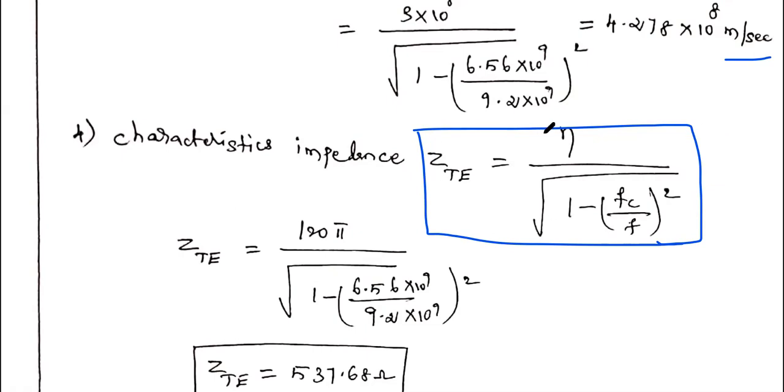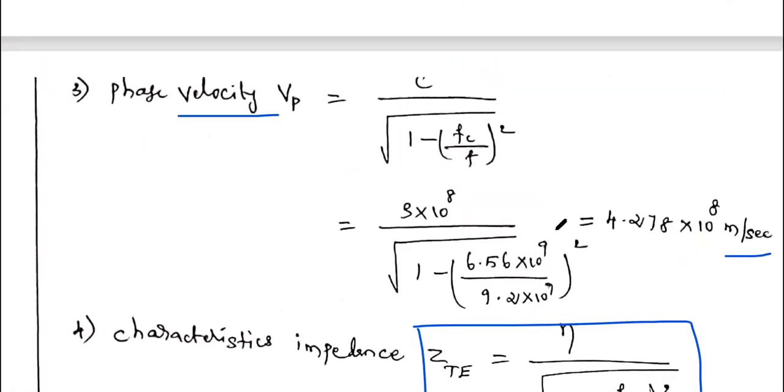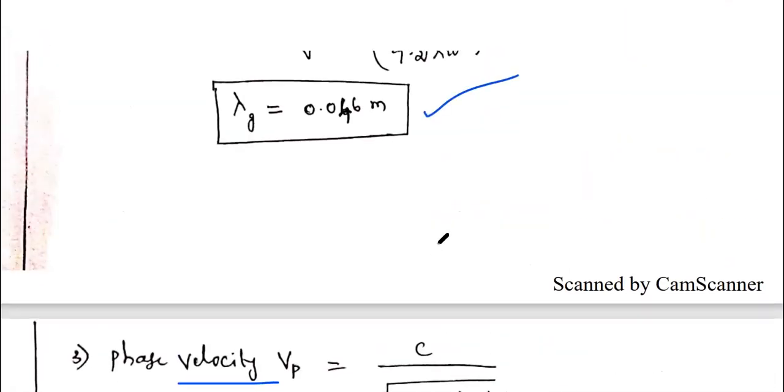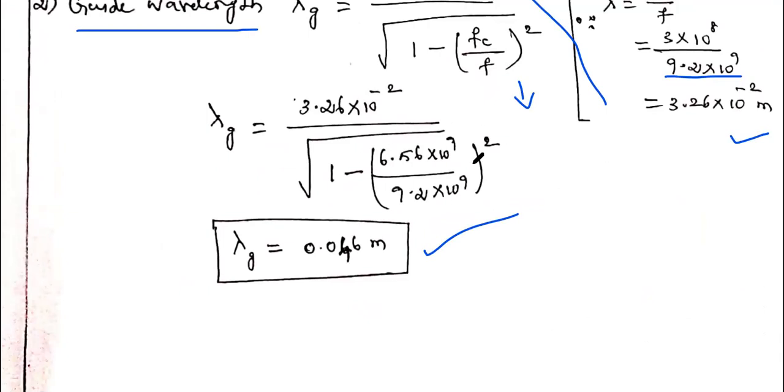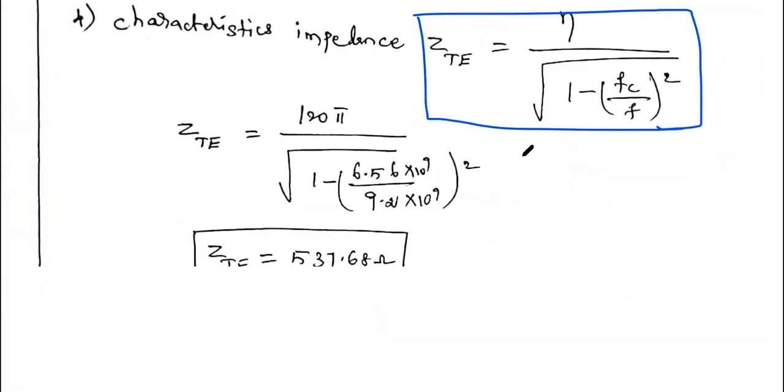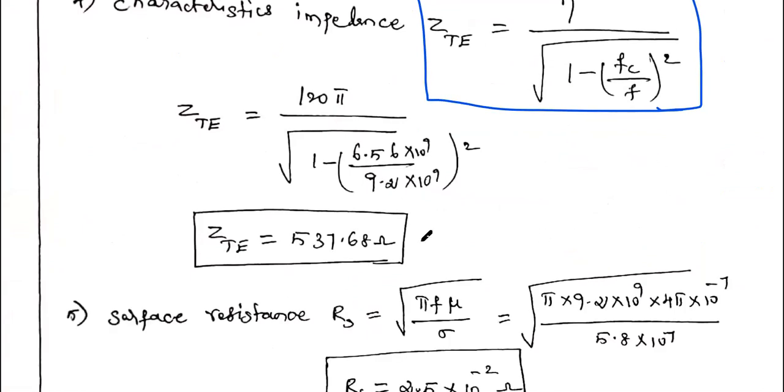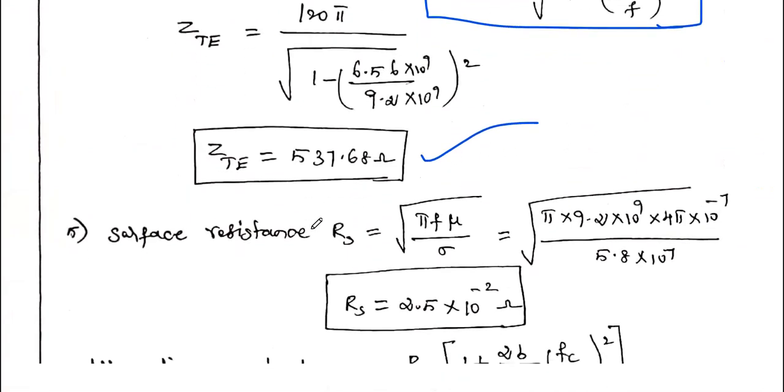Okay, so what is eta? Eta value is 377 ohms divided by square root of the same thing. Okay, so already this denominator, 1 by square root of 1 minus fc by f the whole square, already we calculated in third question and second question. Okay, the same denominator. Once you calculated this denominator, we can use it for the 4 questions. Okay, so you just find the answer 537.68 ohms. Okay, so the fourth one calculated.